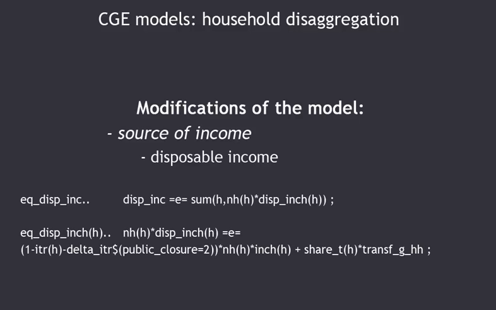With regard to disposable income, we also have two equations. One is called EQ_DISP_INC. In this equation, the total disposable income of households, called DISP_INC, is the sum over all household categories of the product of the number of households per category by the disposable income of a household in that category.